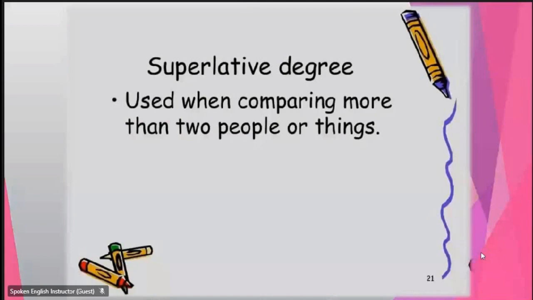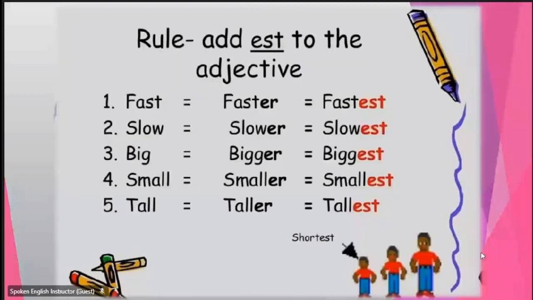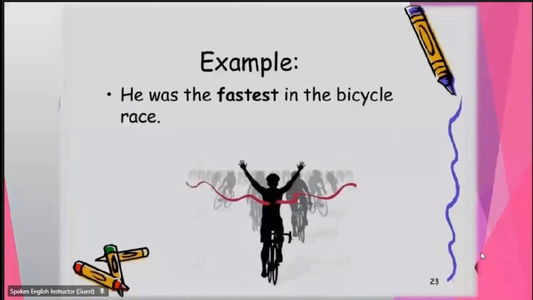Okay, over here we are not doing the comparison. We are not describing one thing, that was the positive degree. In comparative degree, we did comparison between two people or things. Over here at the superlative degree, we use it when we are comparing more than two people or things. Fast, faster, then fastest. The rule is est. We just simply add est to an adjective in order to make it the superlative degree. Let's have a look at a few examples in order to understand this concept.